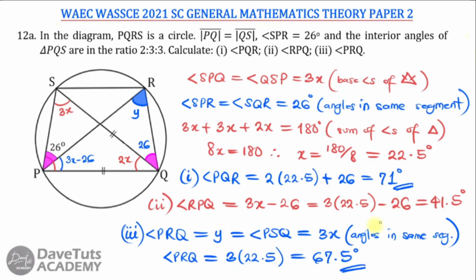And you can see how our understanding of the circle theorems, the properties of isosceles triangles, and the sum of angles of a triangle helped us to solve this question holistically, so that our answers are done and dusted without any glitch at all. And we have the solution fine and good. All right.